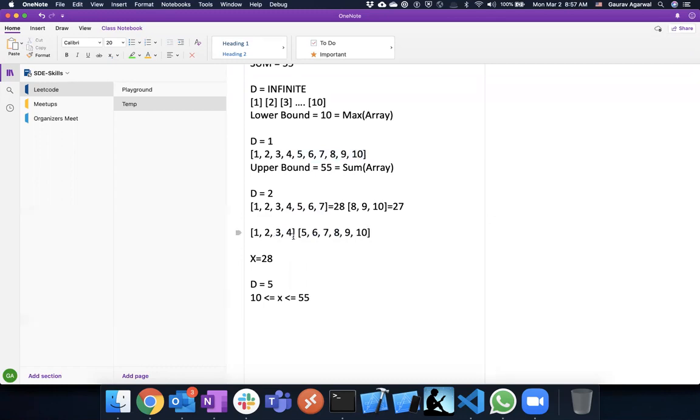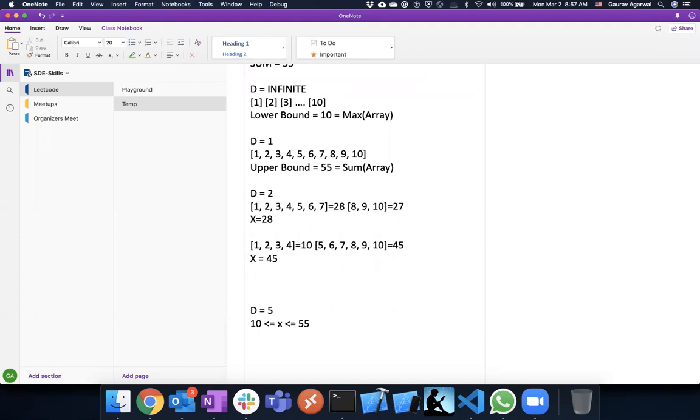Now what is the size of the first container, the shipment? It's 10. And what is the size of the second shipment? 45. Now what's the maximum size, the capacity that we need in this case? The capacity we require here is x equal to 45.